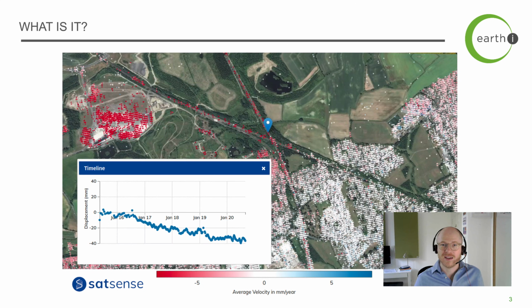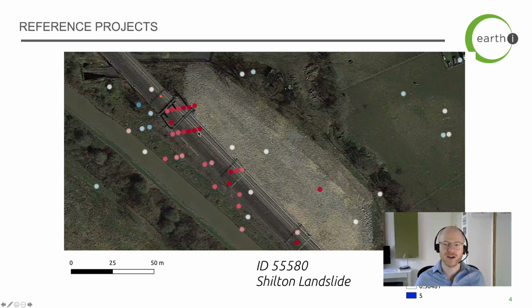So, what is it? Here is the ground stability data from our partner SatSense. As you can see, for every single location where you can see a dot here, you get a timeline for the last 5 years, accurate to sub-millimeter level, of the ground subsidence, ground movement. And as you can see, it varies considerably across this image, from a lot of movement in the dark red points to less movement in the white points. So you get a lot of returns from the rails.